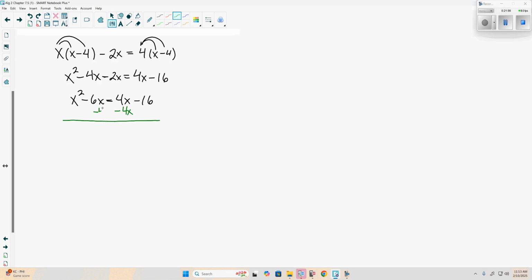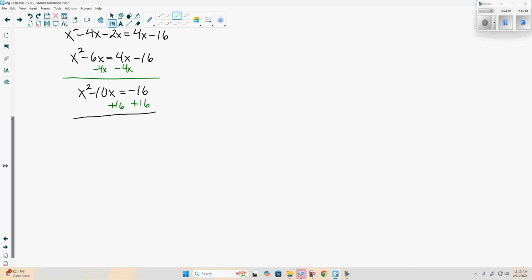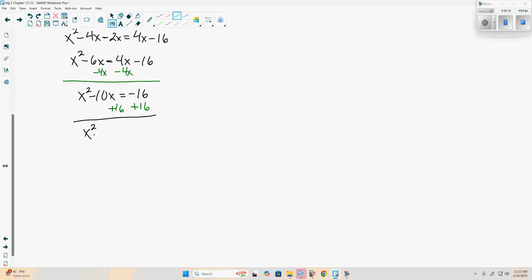Now we do need to get it equal to 0 because we do have an x squared term. So we can subtract 4x first, then add 16, telling us that x squared minus 10x plus 16 is equal to 0. Questions on this here?